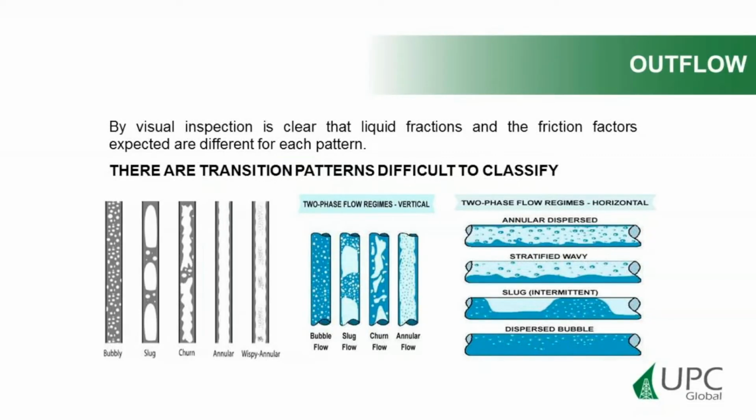We are going to talk about the outflow for producer wells with the node at the bottom hole. When we have multi-phase flow, we have flow patterns, as we well know. And a pattern means that the friction factors and the average liquid density are going to change. There is no single equation that you can use for all of them.